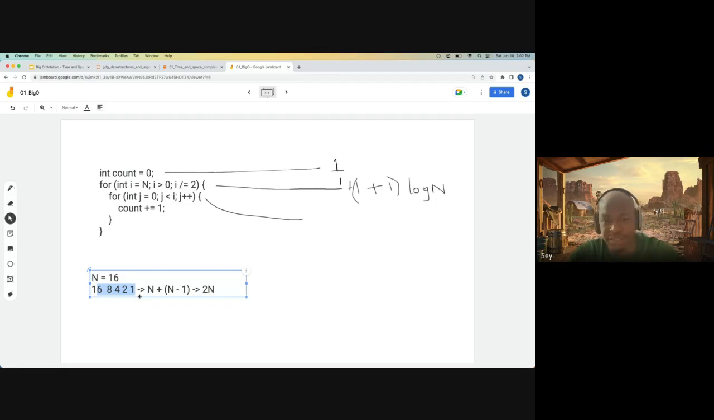So without doing too much math, just looking at this on its own, you can see that all the lower terms here sum up to n minus 1. So that's why this is n plus n minus 1, which gives us 2n minus 1. But we don't care about the constant terms, the lower terms. So we say it's 2n, which is essentially n. So that's how we arrive at having O of n work done here.